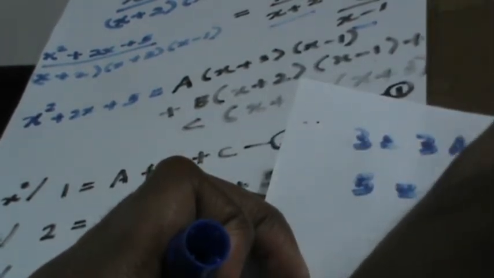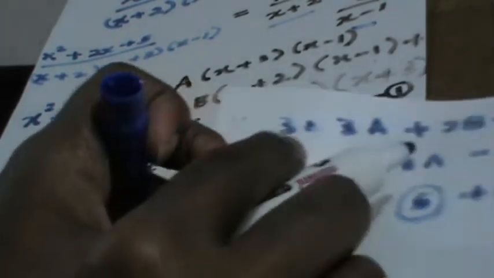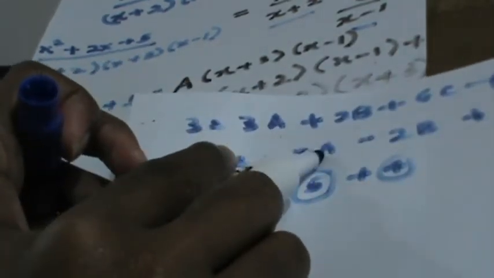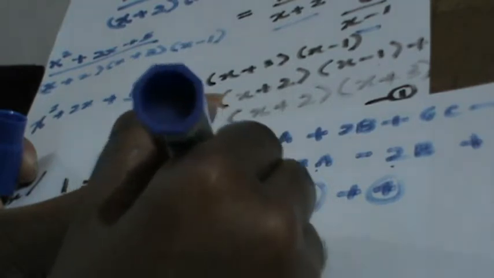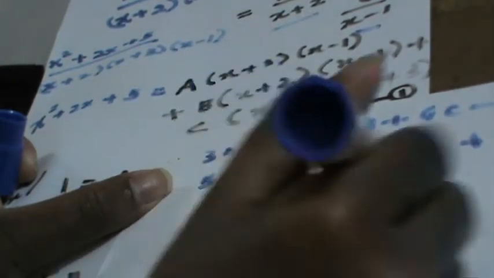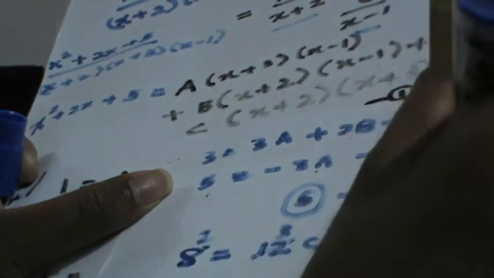So when I add up 5 and 4, this plus 3a and this minus 3a will cancel off. This 2b and minus 2b will cancel off. So 3 plus 5 will be 8, and 6 plus 6 is 12, so here I will get 12c. Furthermore, I can simplify both sides by dividing by 4. So 4 times 2 is 8, and 12 is 4 times 3. So I will get the value of c to be 2 upon 3. Right? The value of c is 2 upon 3.